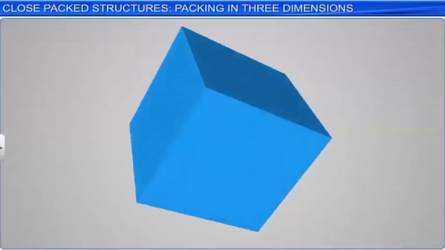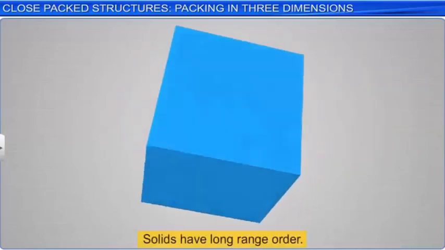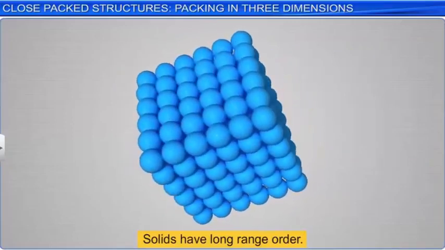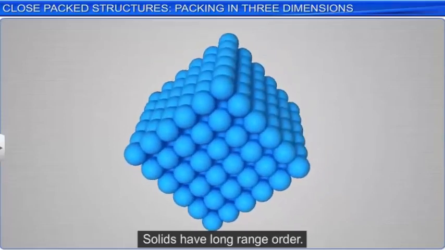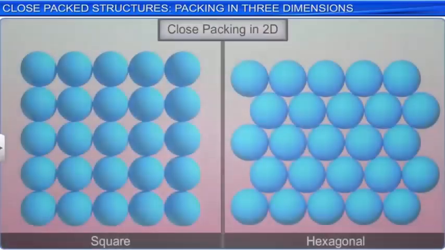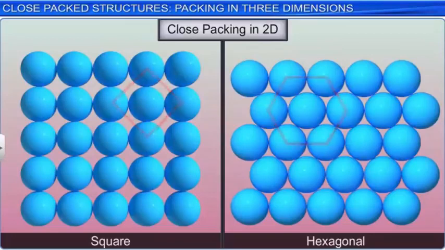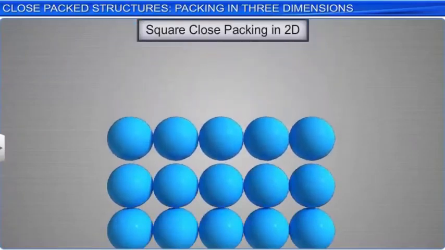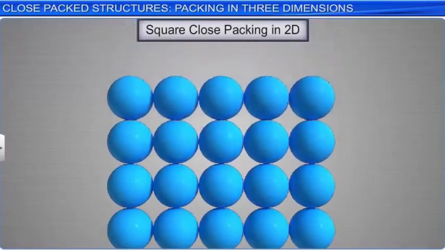Solids differ from the other states of matter in that they have long-range order. To achieve long-range order, all the constituent particles need to be arranged in a symmetrical pattern in 3 dimensions. We will extend our knowledge of close packing in 2 dimensions to build symmetrical patterns in 3 dimensions. Let's first study 3-dimensional close packing from 2-dimensional square close packing.